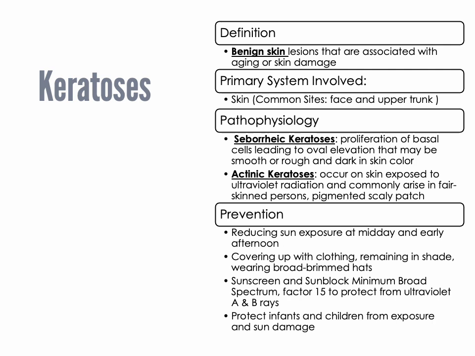You do have seborrheic keratoses, where you have the increase or the proliferation of basal cells that lead to elevations in the skin that may be rough, dark, or they could be smooth. It just kind of depends on its transition. Whereas you have actinic keratoses, and this is where you have ultraviolet radiation that causes these lesions. Normally you see a pigmented scaly patch when it comes to these types of keratoses.